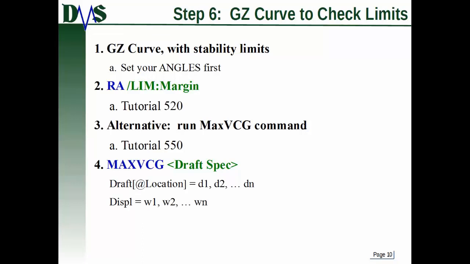Alternatively, you might decide instead that you want to run the max VCG command. You can do that. You can actually run max VCG with damage turned on. That works. And this is fairly worth taking a look at. Generally, in vessels, damage stability is what ends up governing your max VCG limits. So you can find more information about that in tutorial number 550.